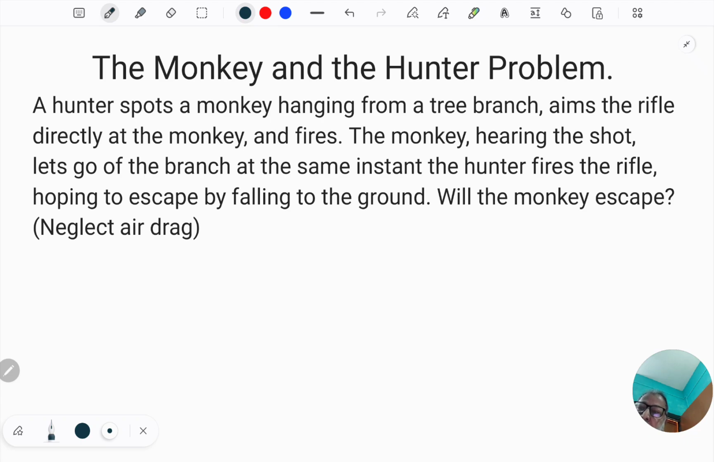This states: a hunter spots a monkey hanging from a tree branch, aims the rifle directly at the monkey and fires. The monkey, hearing the shot, lets go of the branch at the same instant the hunter fires the rifle, hoping to escape by falling to the ground. Will the monkey escape? Neglect air drag.